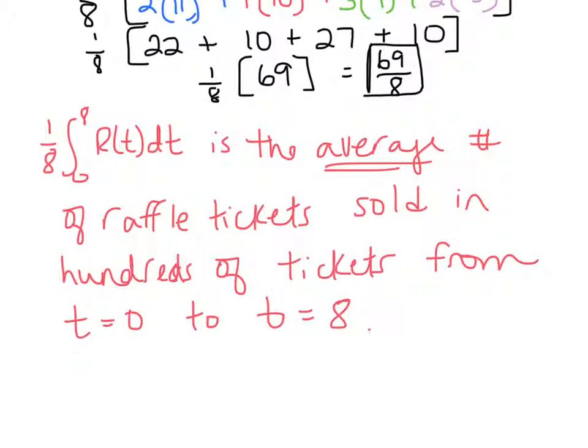Okay, so that is the concluding sentence, and we use the correct unit of measure, in hundreds of tickets. We're talking about raffle tickets, and we're talking about the time over which that average is being measured. So that's how we conclude that answer, and we're all set with that.